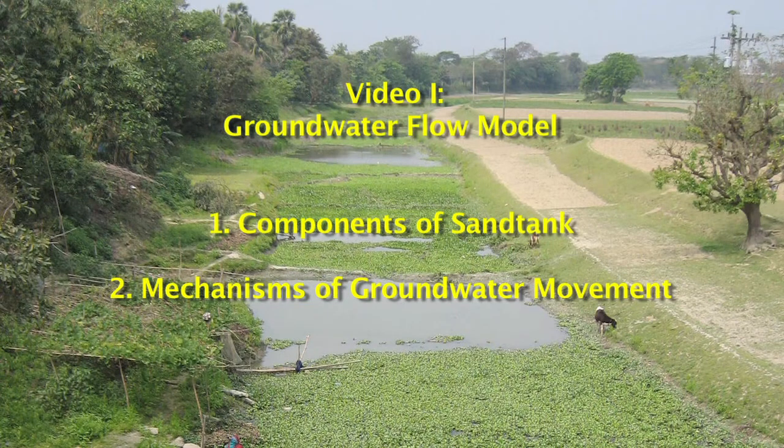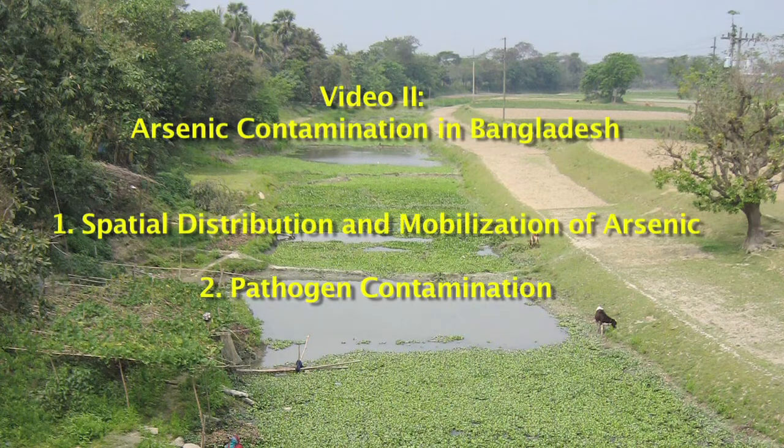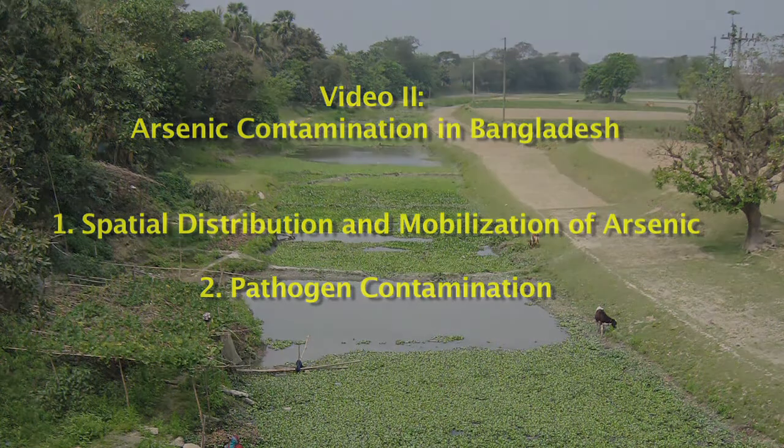In this first video, I will introduce the components of the sand tank, the types of aquifers and the mechanisms of groundwater movement. The video illustrates the interactions between rain, surface waters and groundwater. The second video, entitled Arsenic Contamination in Bangladesh, will introduce the spatial distribution of arsenic in the subsurface and the differences between deep and shallow aquifers. We will also look at pathogens in Bangladesh groundwater, briefly introducing additional contamination issues in Bangladesh.